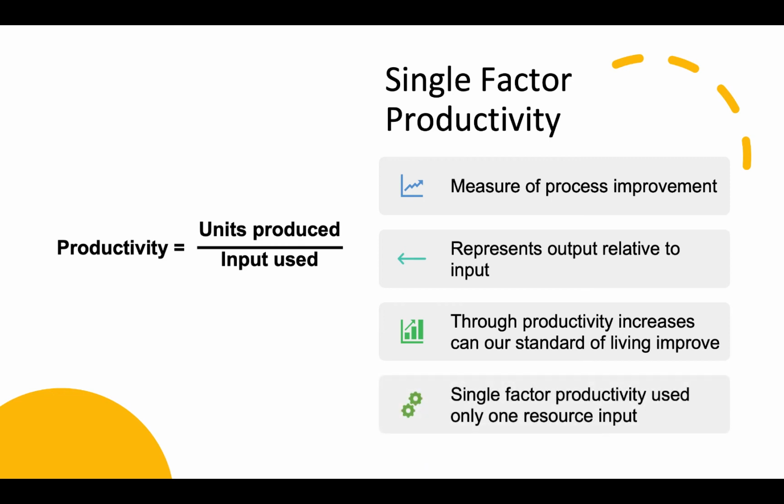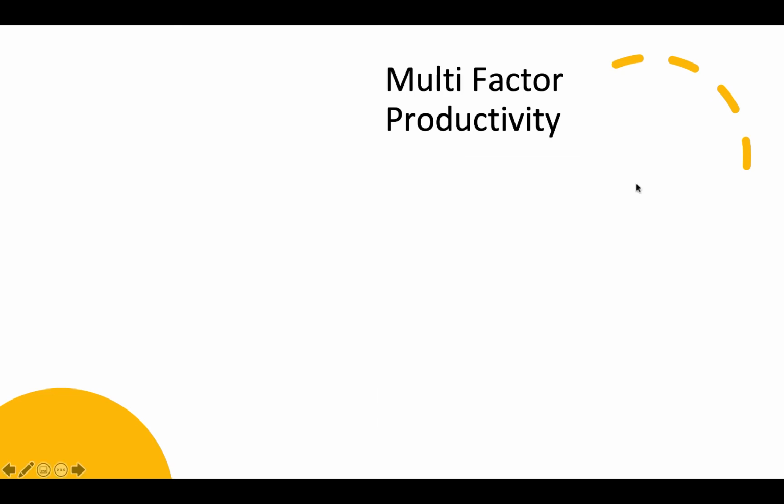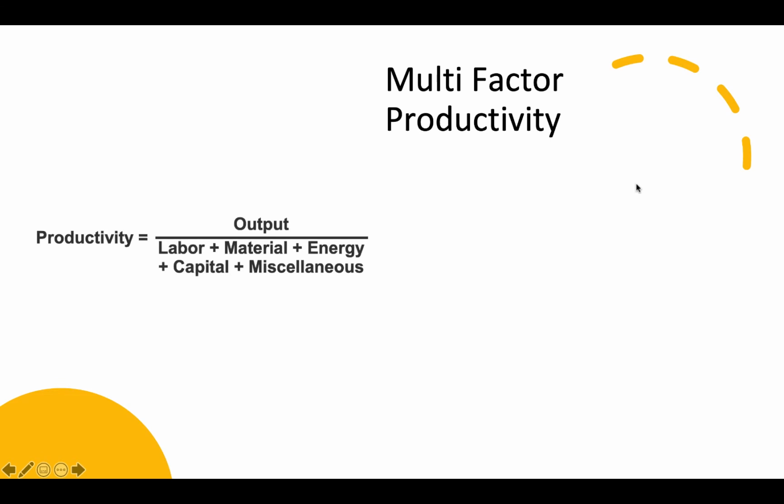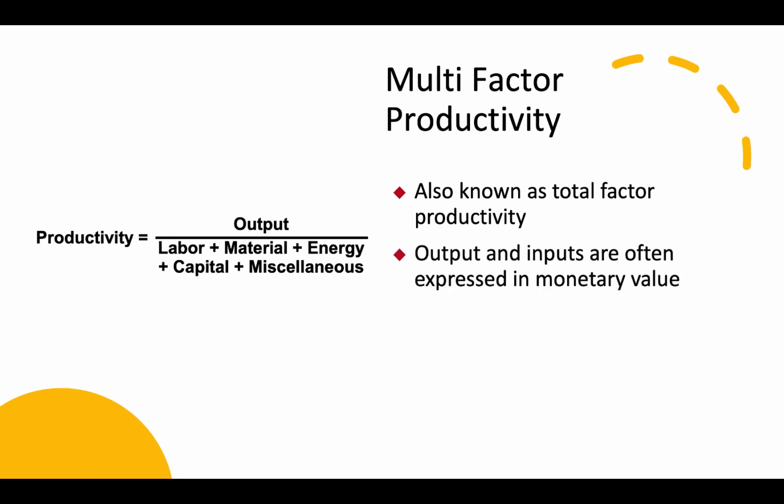The productivity that involves a single input is commonly called single-factor productivity. The productivity formula that includes multiple inputs is called multi-factor productivity or total factor productivity. Since multiple inputs are used, we need to convert all the inputs into monetary value.